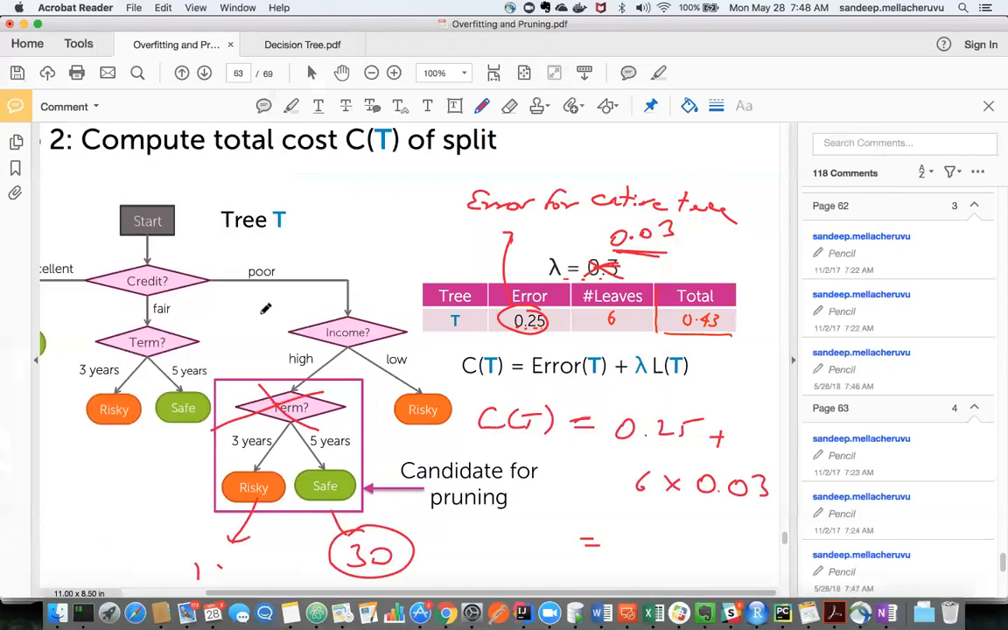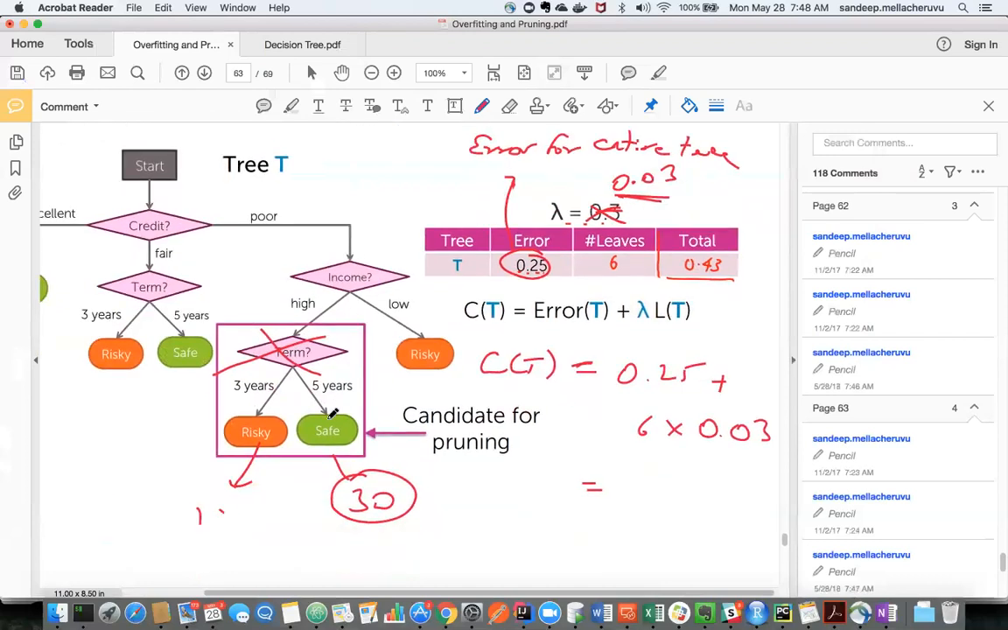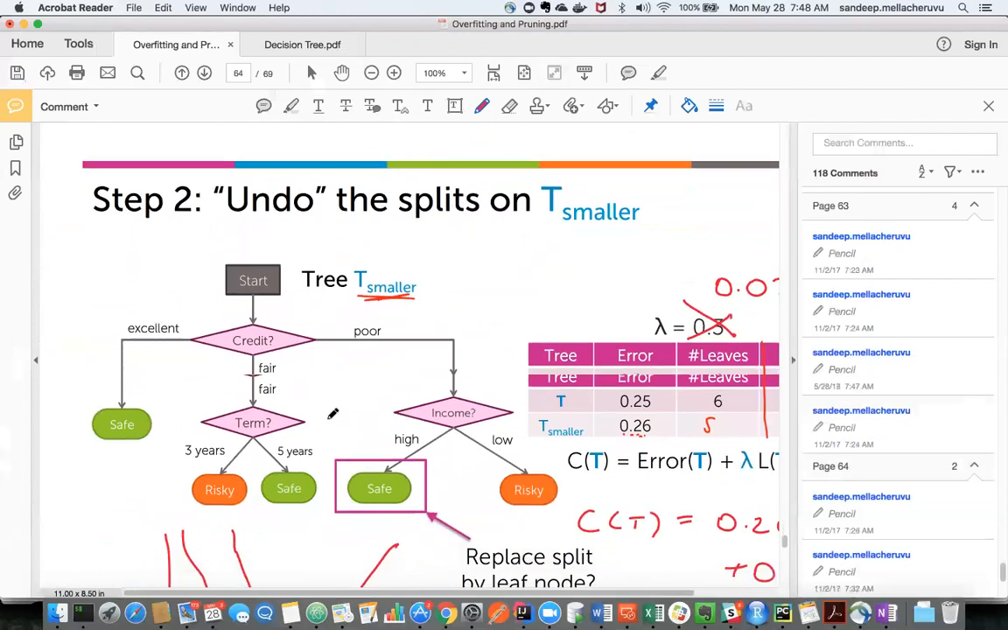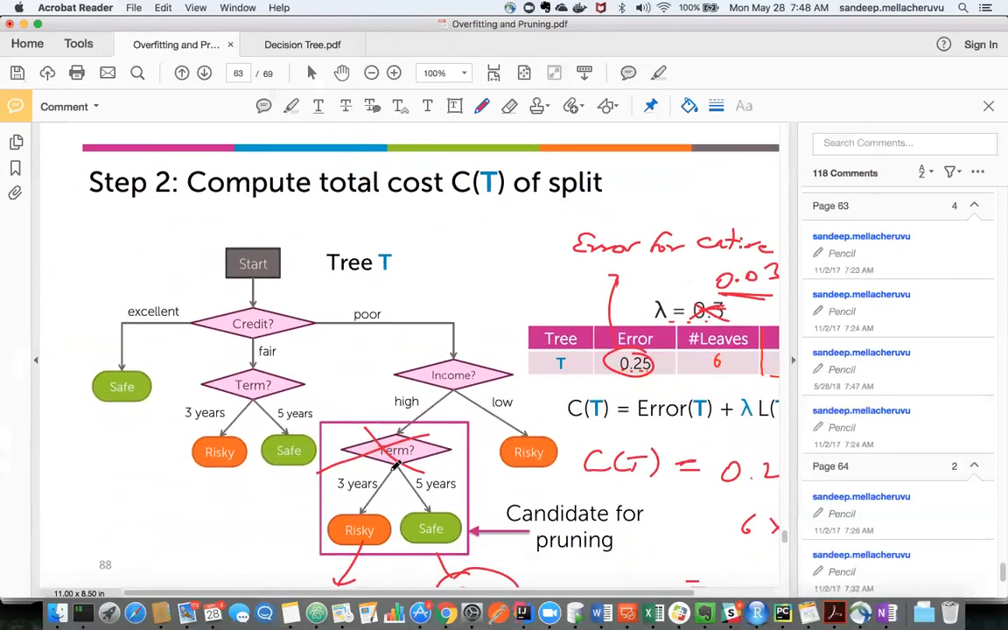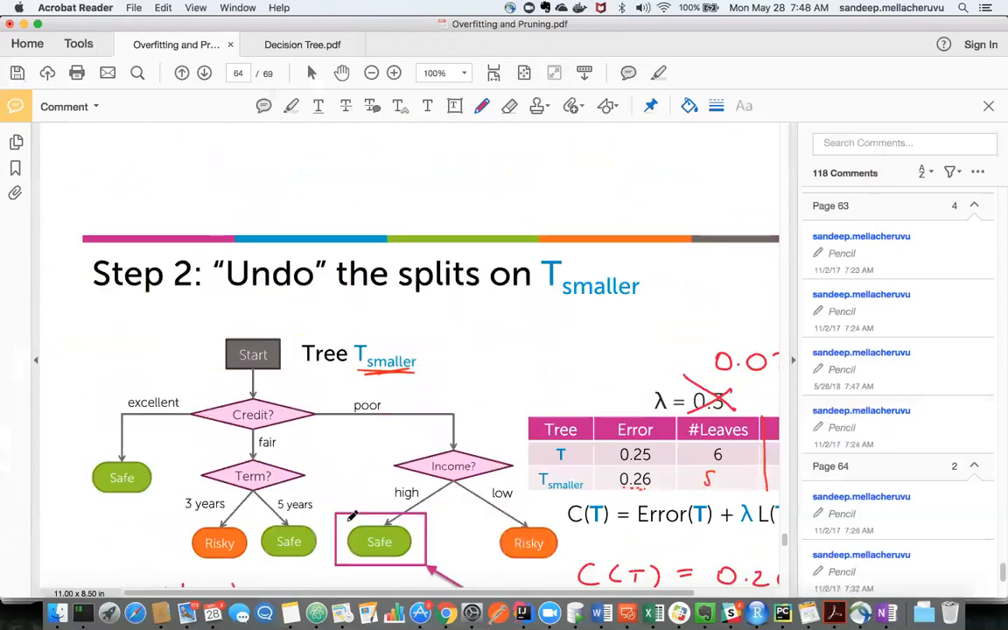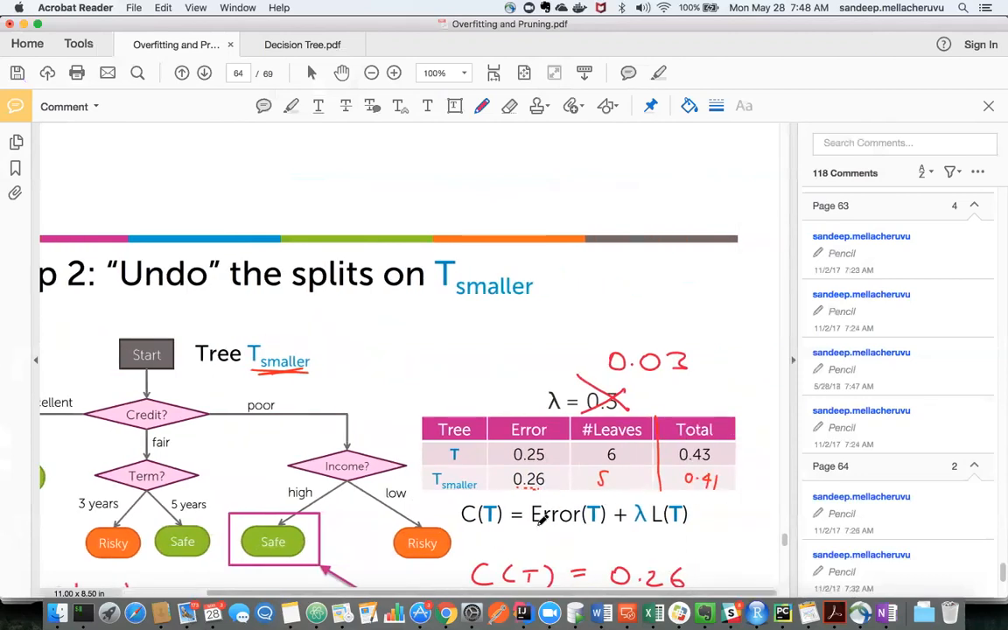Now let's say I prune this one. So this cost is before pruning. Let's say I prune this one, this term branch. What happens? If I prune that, I replace that with some leaf node. Leaf node is nothing but the majority class. Let's say the majority class here is safe loan. If I prune this, how many leaf nodes are there? 3 plus 2, 5 leaf nodes are there. And let's say the error got increased to 0.26.